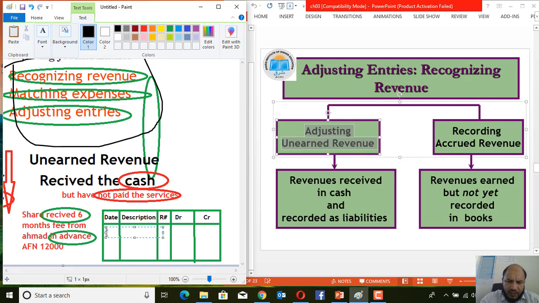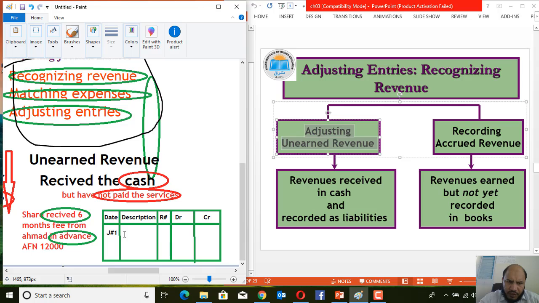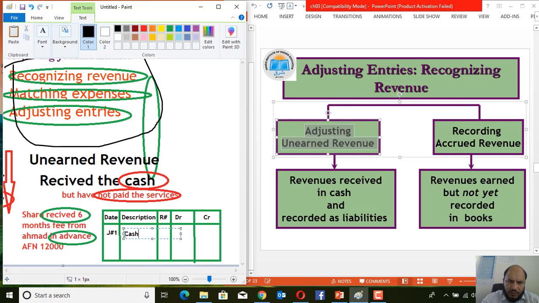So we will record the same thing. Consider that this is January 1, on which Sharq received the cash in advance. Let's record it. This means that Sharq received cash. First of all we will record the cash, and how much is the amount? It is equal to 12,000. So Sharq received 12,000 in advance.